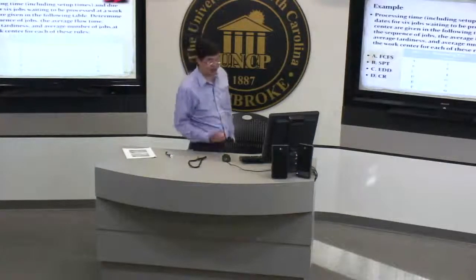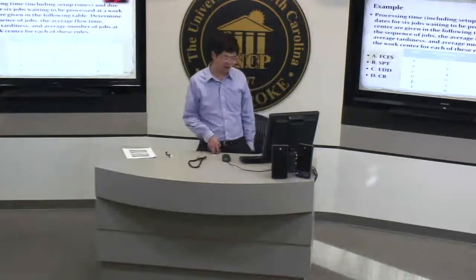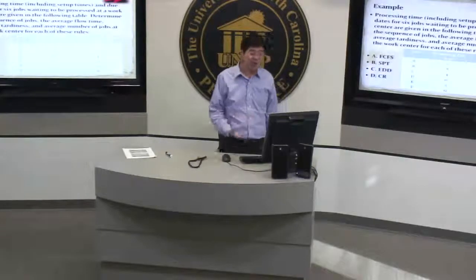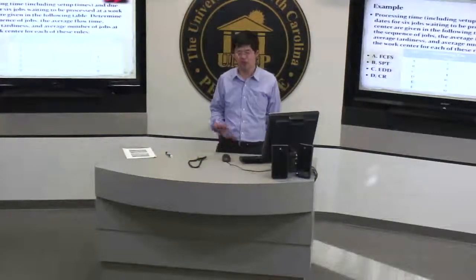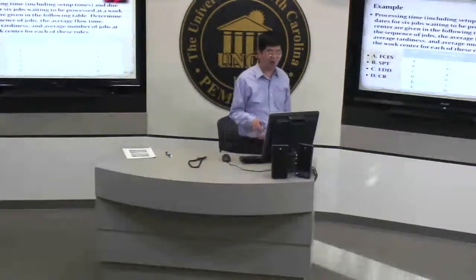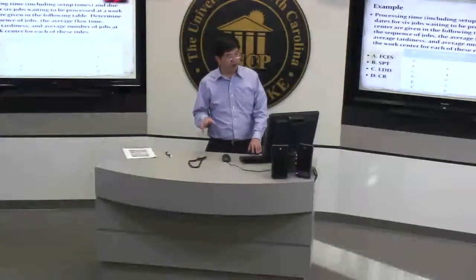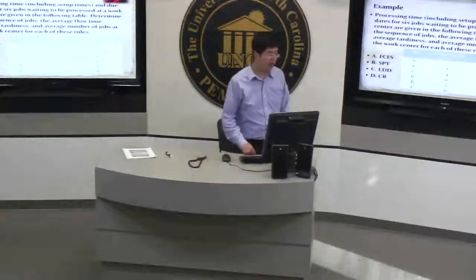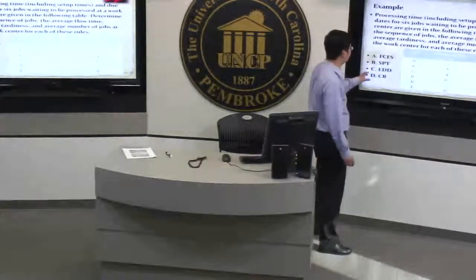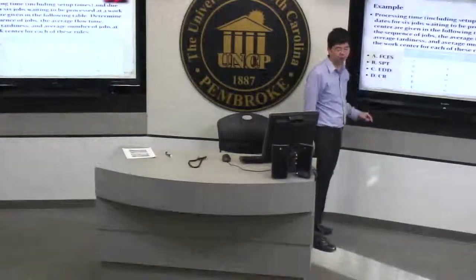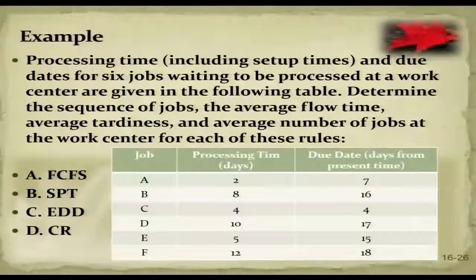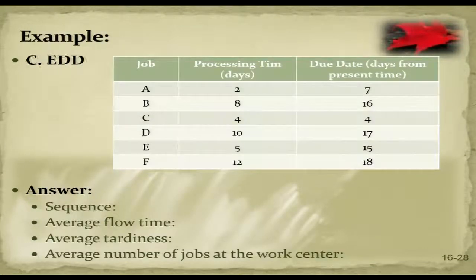The first thing is that you will see a similar question in your homework, that's for sure. And most likely you will see similar questions in your final exam. I hope everybody reviews this question very carefully. Make sure you understand how to use the priority rules to make the order of sequence, and how to calculate these 3 measurements: average flow time, average tardiness, and average number of jobs, since most likely you have to use them in your homework and exam.